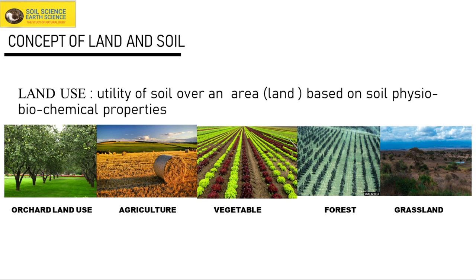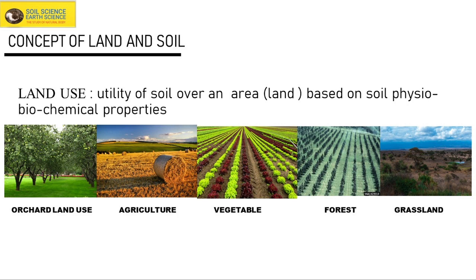Orchard land use requires a smaller amount of fertilizer. It is for long duration for economic yield, whereas agriculture and vegetable land use is for short duration, requiring a high dose of fertilizer and management practices.